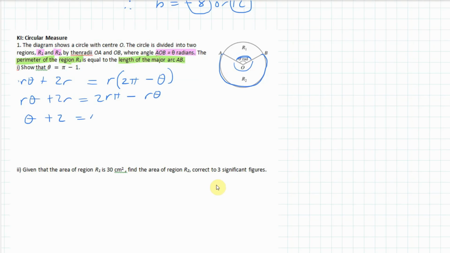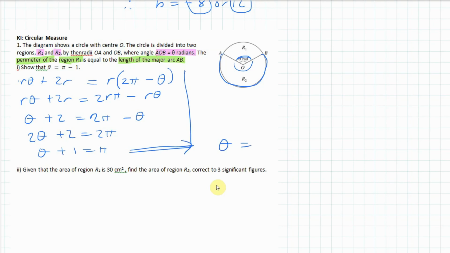2 equals 2 pi minus theta. Well, we can bring the theta over to the other side, so we get 2 theta plus 2 equals 2 pi. We can divide everything by 2, so theta plus 1 equals pi. And the last thing that we need to do is just rearrange this, so we get theta is equal to pi minus 1, and we are done.